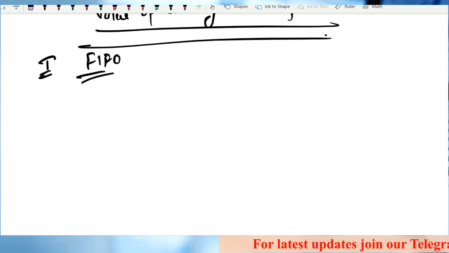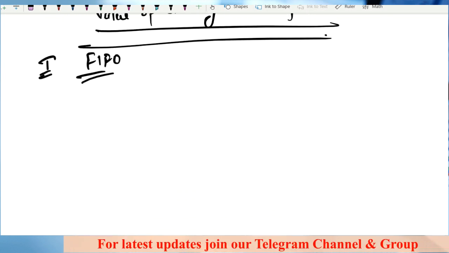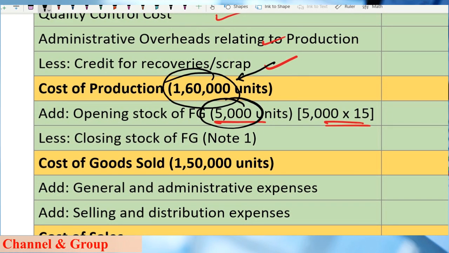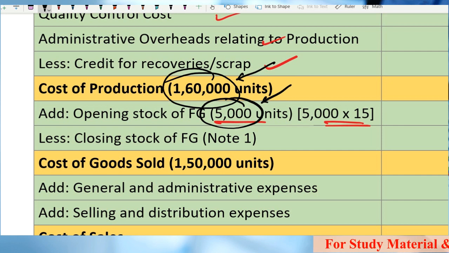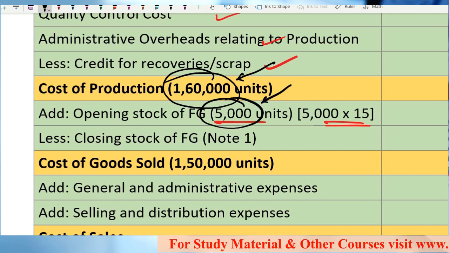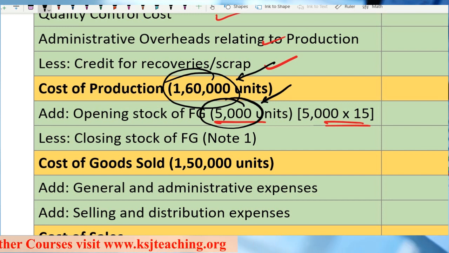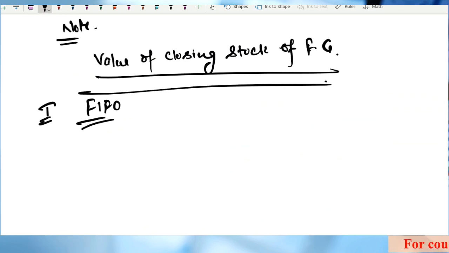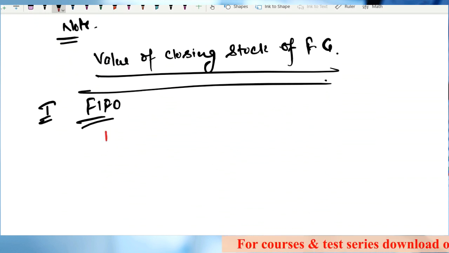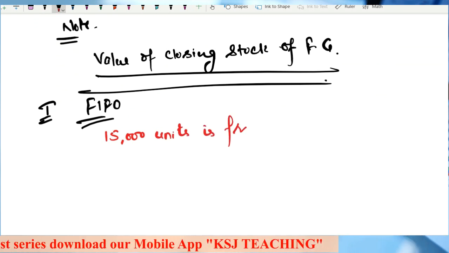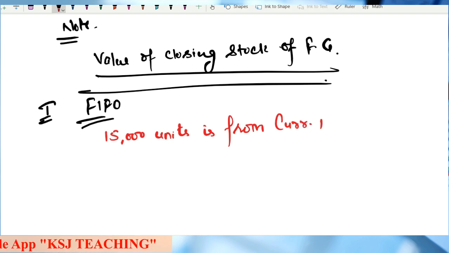The FIFO method says if these 15,000 units are left, that means this 15,000 is from this 1,60,000 only. Why? This 5,000 which was the opening stock has been sold, right? So the closing stock cannot be out of that 5,000 units that have been sold by the FIFO method. That is first in, first out. The opening stock was first in, it was first out. So that means these 15,000 units of closing stock are from current production. Is that clear?